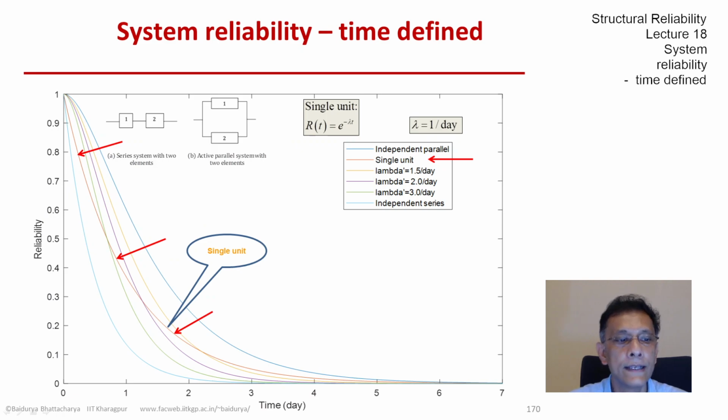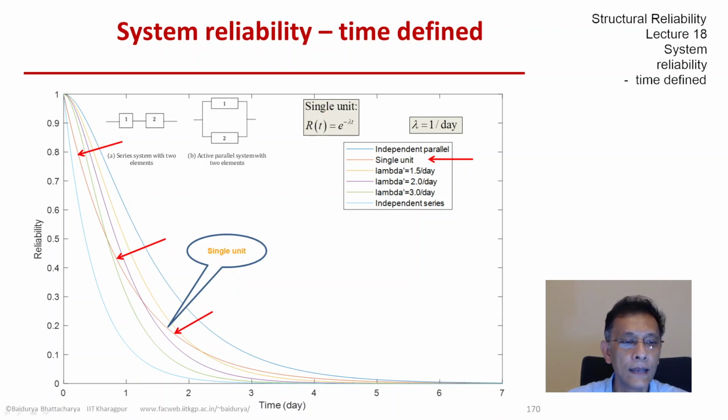The first, and that's good to know, is the single unit. We have just 1 unit with rate lambda, TTF exponentially distributed, and that orange line is the curve which traces the reliability of that system at a rate of 1 per day. So the mean is 1 day.